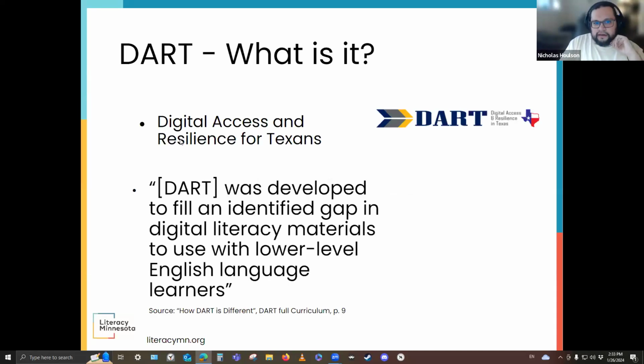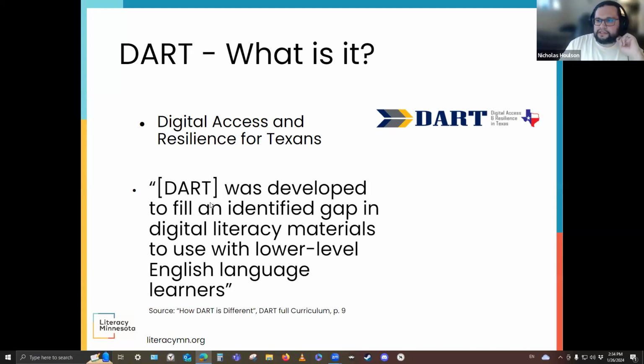DART originated as Digital Access and Resilience for Texans. It was developed to fill a gap in early ESL instruction. It's thinking of people who are either fresh to learning English or people who are still at the beginnings of there. They don't have skills down like phonics. The reading skills are low. Before even grammar, they don't understand what sounds vowels make.